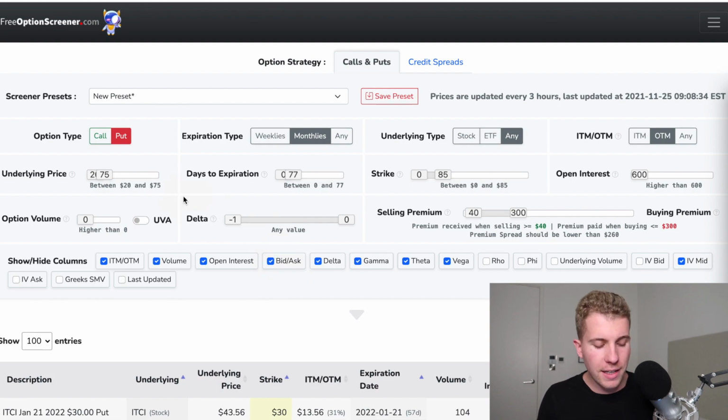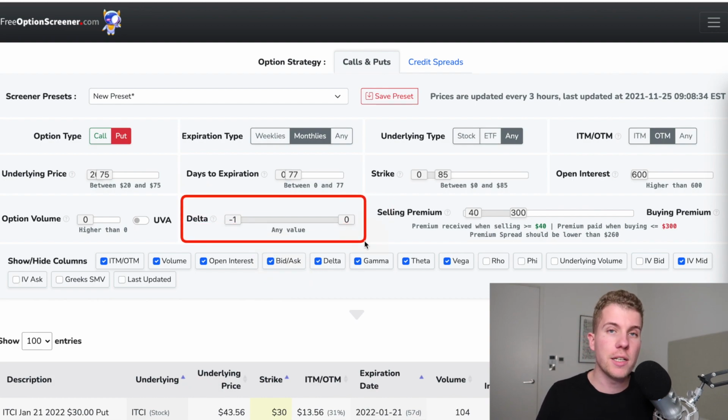Then after that, we have the delta. This one is also quite interesting, but I personally suggest you maybe leave that one to the default values because you're going to be able to see after that how out of the money or how in the money, depending on what you chose.